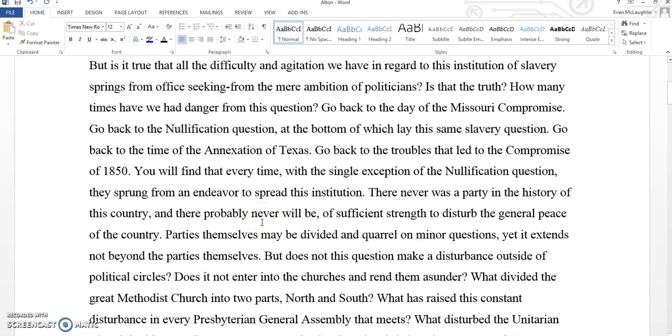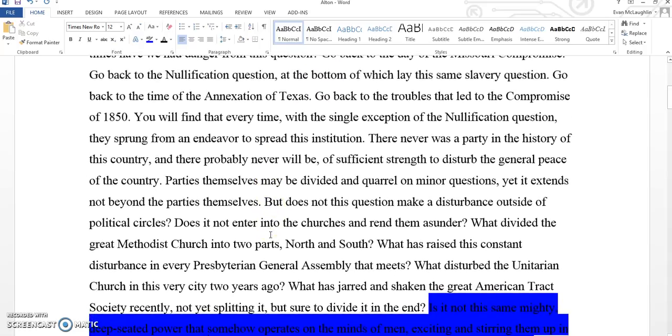Lincoln is responding to Douglas's accusation that the expansion of slavery and slavery itself are not causing all the stress and fracturing and warfare we see in Bleeding Kansas and all this very caustic language in the press. And Lincoln says, look at all these examples: the Missouri Compromise, the nullification question. He even cites some examples of religious groups splitting up, the Presbyterian General Assembly we see here, the Unitarian Church.